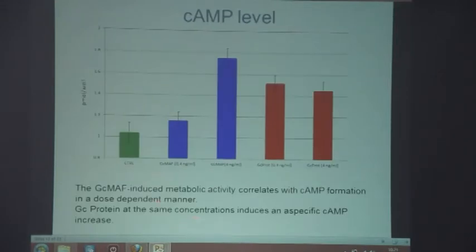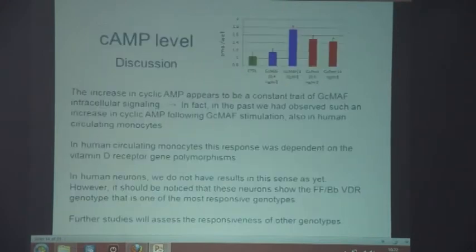Here are the results, and these results, reflecting the GcMAF-induced metabolic activity, we can say that they correlate with cAMP formation in a dose-dependent manner, and at the same time, GC protein at the same concentration induces a specific cAMP increase. So these results are quite superimposable to the previous MTT results, the cell viability results.